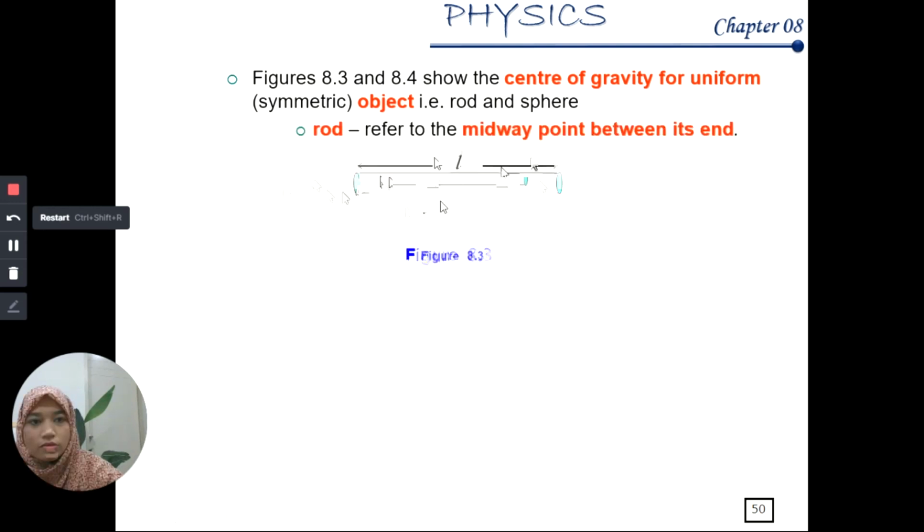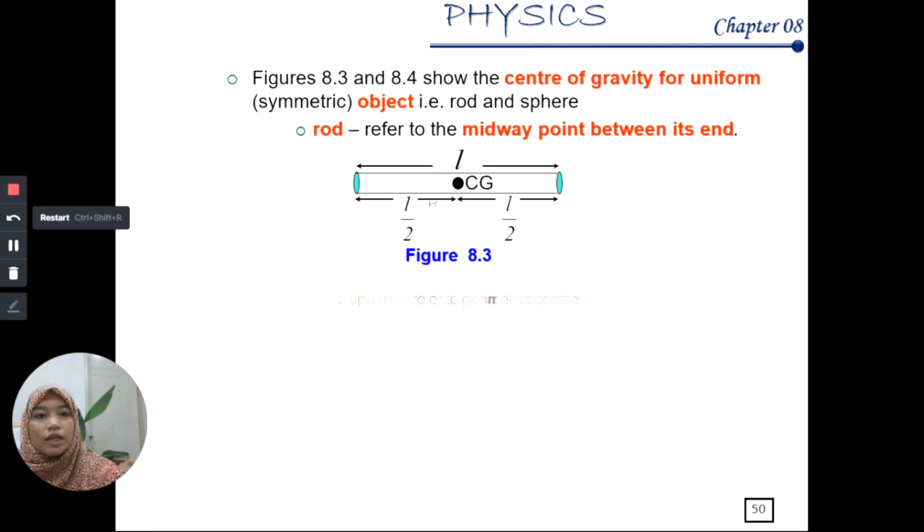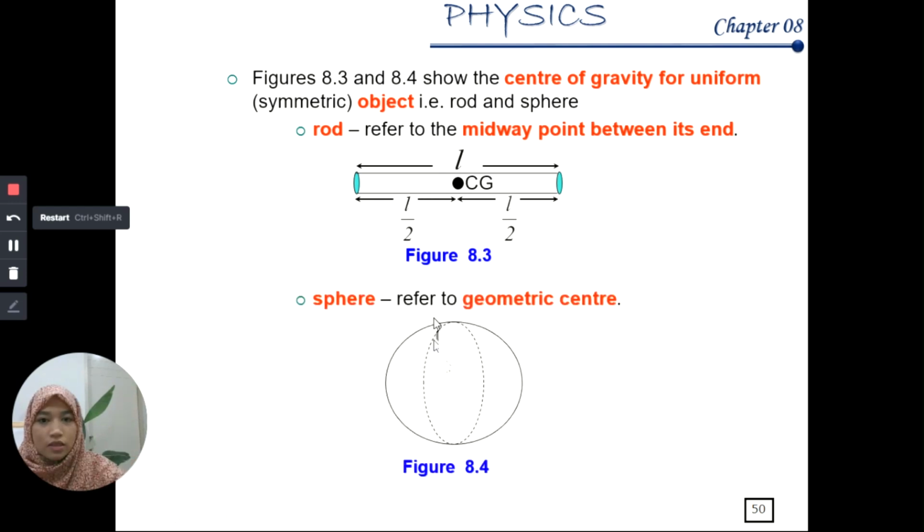So we have one rod. Where is the CG? The center of gravity will be in the middle. If the length of this rod is 150 cm, that means the distance of the CG from the end of the rod is 75 cm. So it must be half, at the middle. For a sphere, it refers to the geometric center. So here is the center of gravity of the sphere.